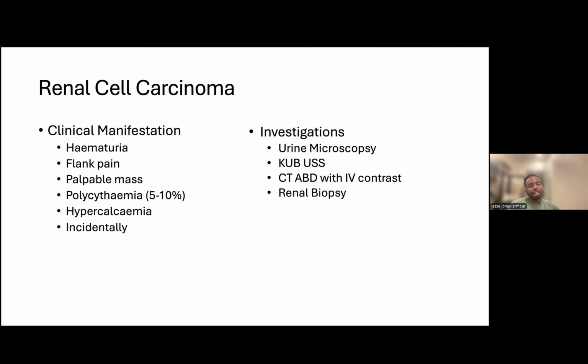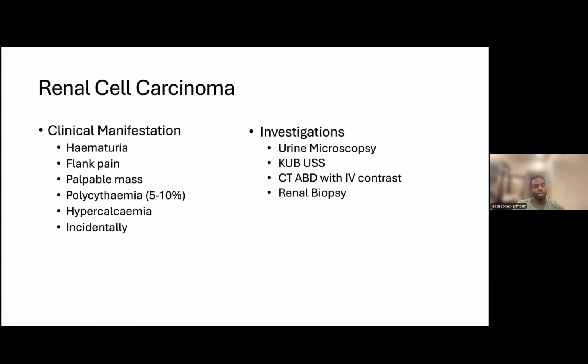Clinical manifestations usually is hematuria, which is actually most commonly microscopic hematuria. You could have flank pain. However, flank pain usually presents with larger masses, and well, palpable masses are larger masses as well. You have your polycythemia, which could present in 5 to 10% of patients, and that is because the renal cell carcinomas do produce erythropoietin, which could give you elevated red blood cell production and give you polycythemia.